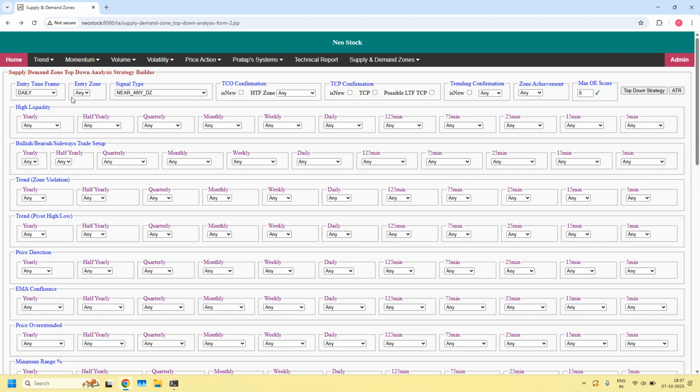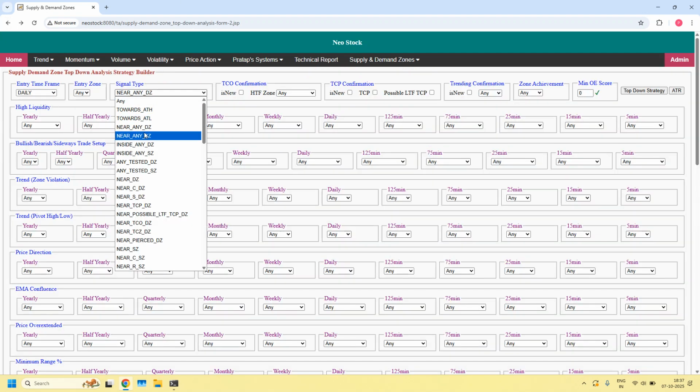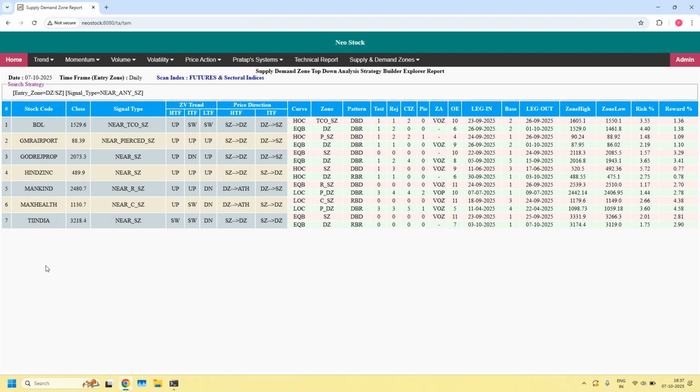Okay, next for daily time frame, stocks near to the daily supply zone. We got 7 stocks. Let us identify high liquidity supply zones from this list. Mankind is having a daily high liquidity supply zone. Max Health is also having a daily high liquidity supply zone. So we identified 2 daily high liquidity supply zones from this list.